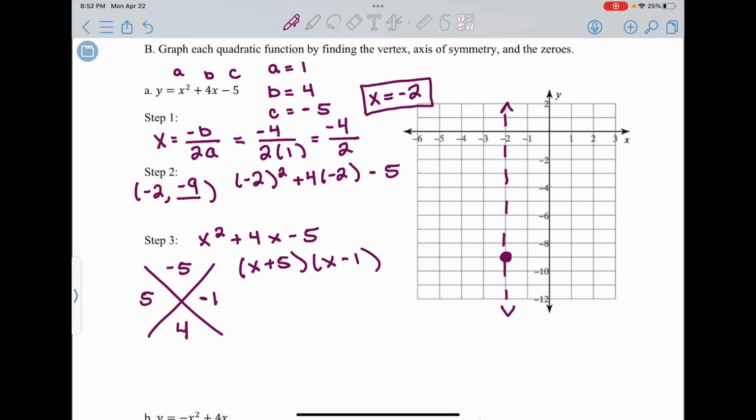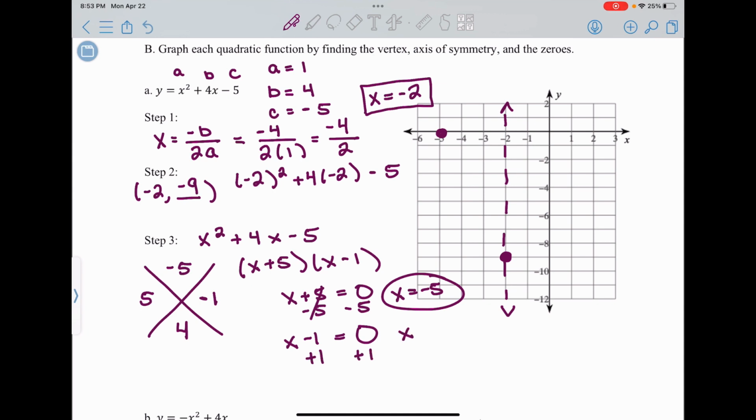And then to find my x-intercepts, I set each of these factors equal to 0. The opposite of adding 5 is subtracting 5. So -5 is one of my x-intercepts. And then the opposite of subtracting 1 is adding 1. So +1 is my other x-intercept.